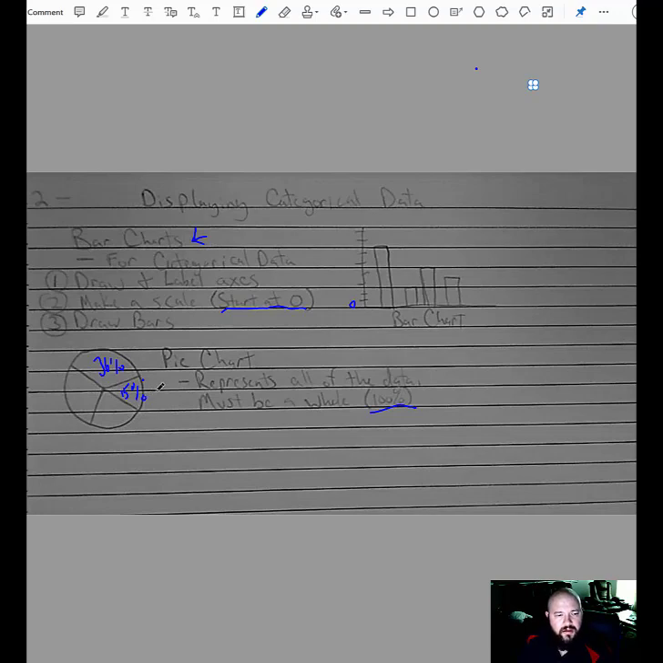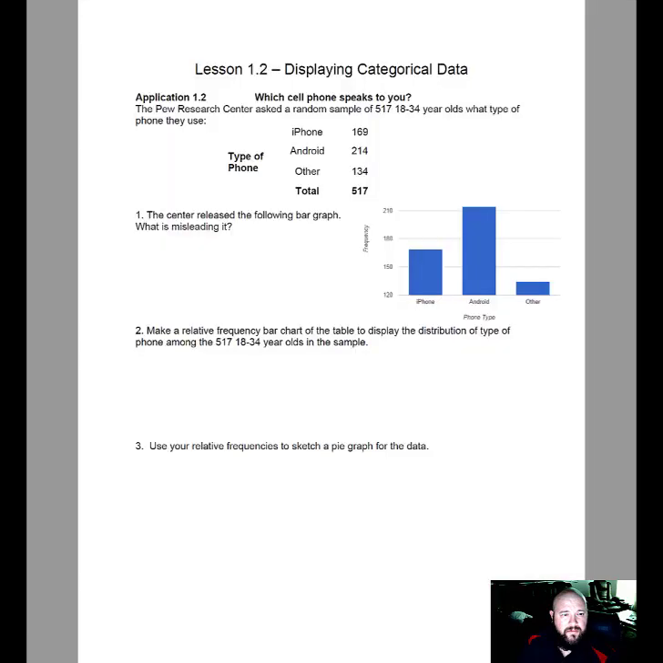Alright. So with that, those are the big ideas that we're going to cover today dealing with displaying categorical data for 1.2. So let's look at this real quick. So we have displaying categorical data. The Pew Research Center has a random sample of 517. So we've got our sample size right there as key, sample size, 517, of 18 to 34-year-olds, and what type of phone they use.